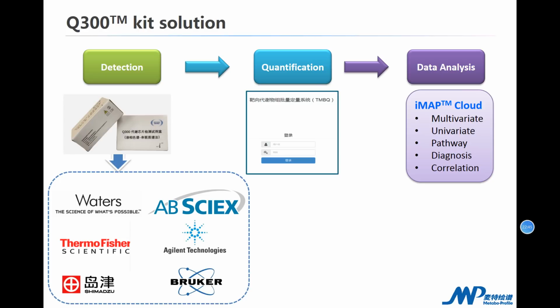Now we have developed Q300 kits. Researchers can perform the experiment by themselves with our kits, only if they have a UPLC triple quadrupole MS system. TMBQ account will also be provided for metabolite quantification. Our kits are suitable for all mainstream triple quadrupole MS systems like Waters, Abasex, Thermo Fisher, Agilent, and so on.